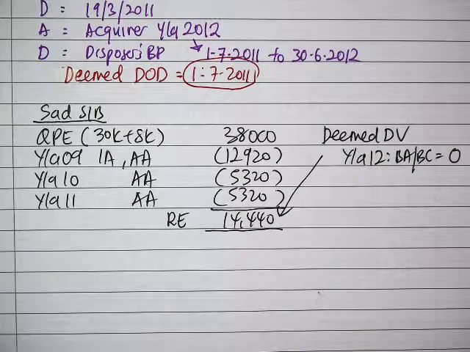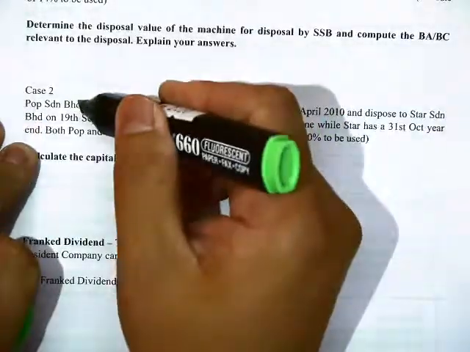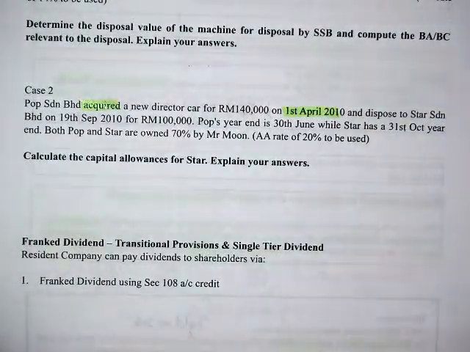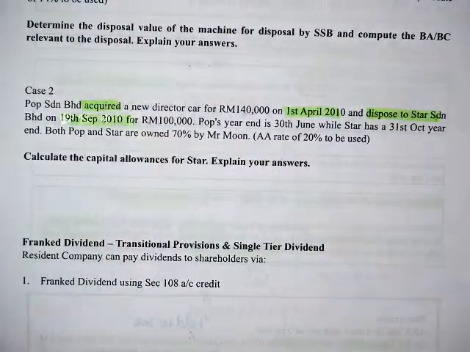Now Pop acquired a new director car for 140,000 on 1st of April 2010 and disposed it to Star on 19th of September 2010 for 100,000. Now Pop's year end is 30th June while Star has 31st October year end. They are both owned by Mr. Moon. Okay. The issue that I want to show you is this. Now Pop bought this car on 1st of April 2010. Then you notice they disposed it in September 2010. Few months later only, they disposed of it.